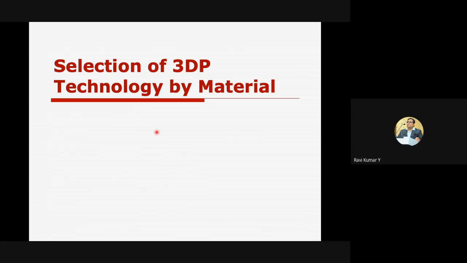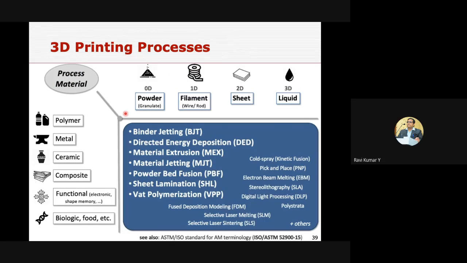And then how do you select your 3D printing technology by material? Why by material? Because you cannot process all the materials on a single 3D printing machine, right? That is a constraint in the 3D printing process. Anyway, I don't have much time to elaborate, but the idea here is that the material may be polymer, metal, ceramic, composite, or even functional or electronic materials, shape memory alloys, or it can be biological, food, or nowadays you have innovative materials and innovative applications.